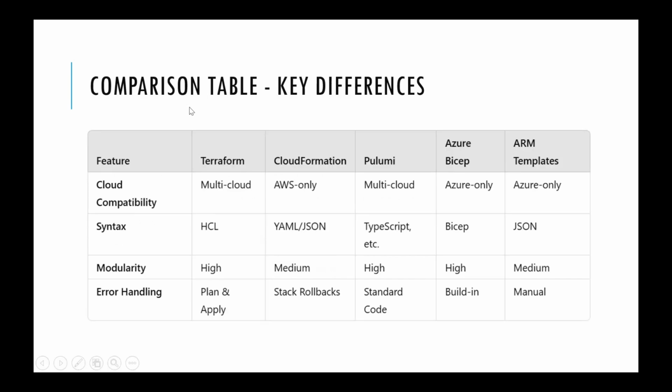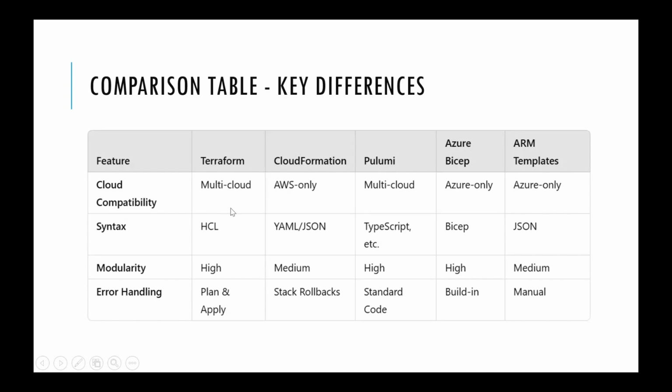This is the comparison. You can compare all the tools based on some features. This is the feature column and these are the tools. You can just read this table. The first one is cloud compatibility. Terraform is multi-cloud. CloudFormation is used for AWS only. Pulumi is also multi-cloud. Azure Bicep is Azure only. ARM templates are Azure only, like we already discussed.